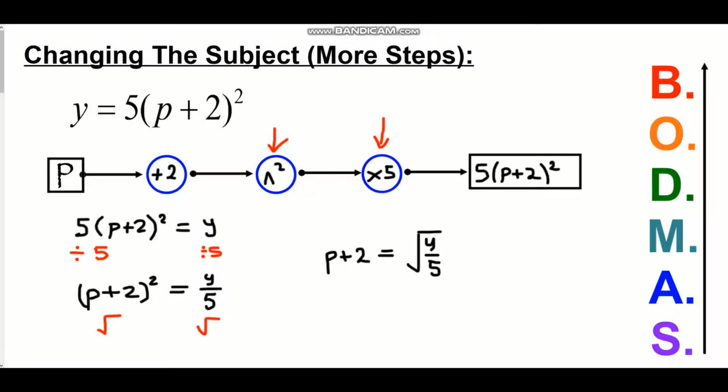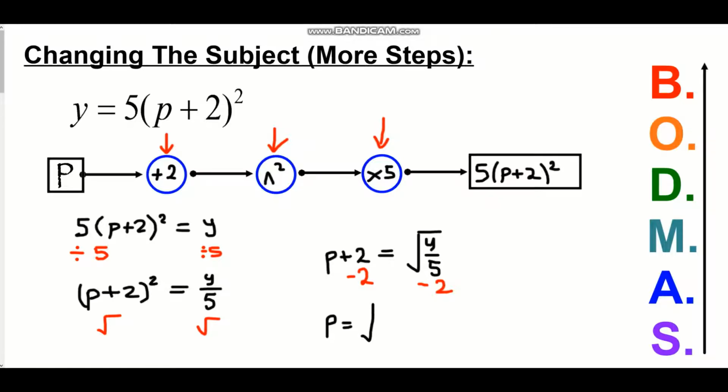And then the last little thing, to undo a plus 2, all we need to do is subtract 2 from both sides. This is the easiest part of the equation when you get to this point. And our final answer for p equals, our subject has been changed because we've got p on its own, isolated on the left-hand side.